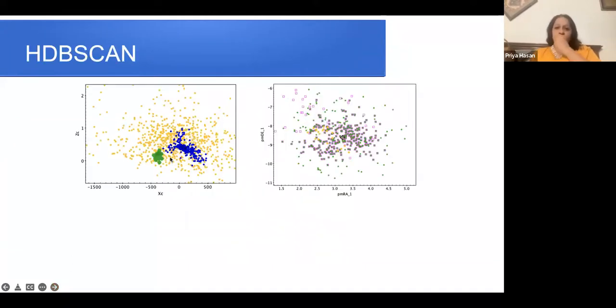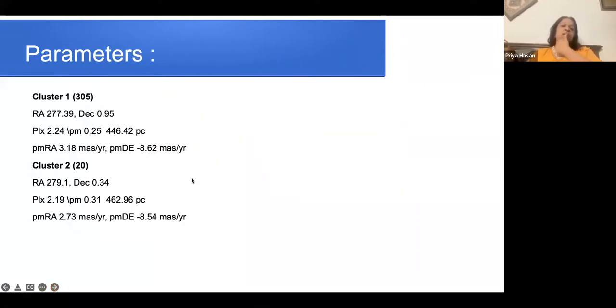With HDBSCAN also, we identified two clusters. Here we have the noise bands, and with that also we could get the parameters. So we essentially have two clusters. One is the larger one, which is made up of 305 stars, which actually have a center of this kind. And the second cluster, which is made up of a smaller amount of stars, which actually have this kind of a center, right?